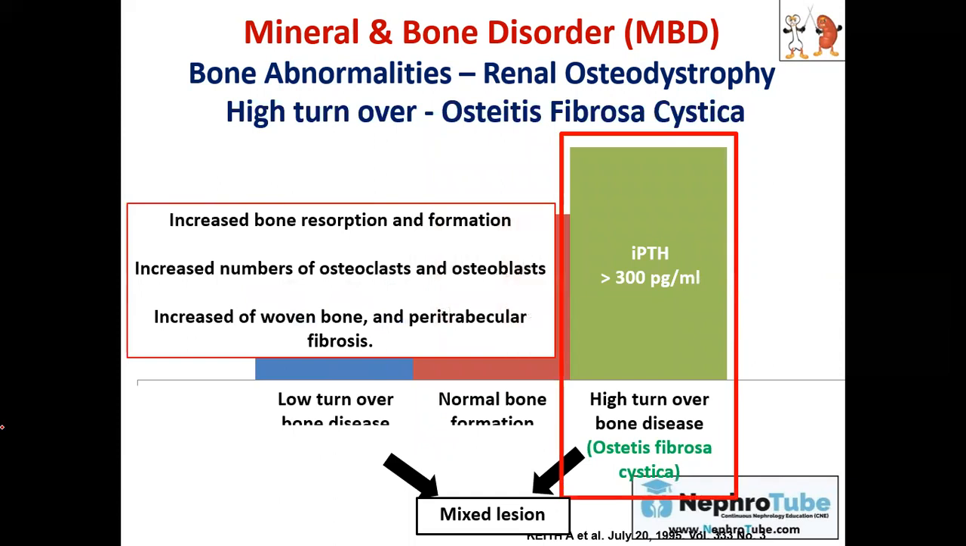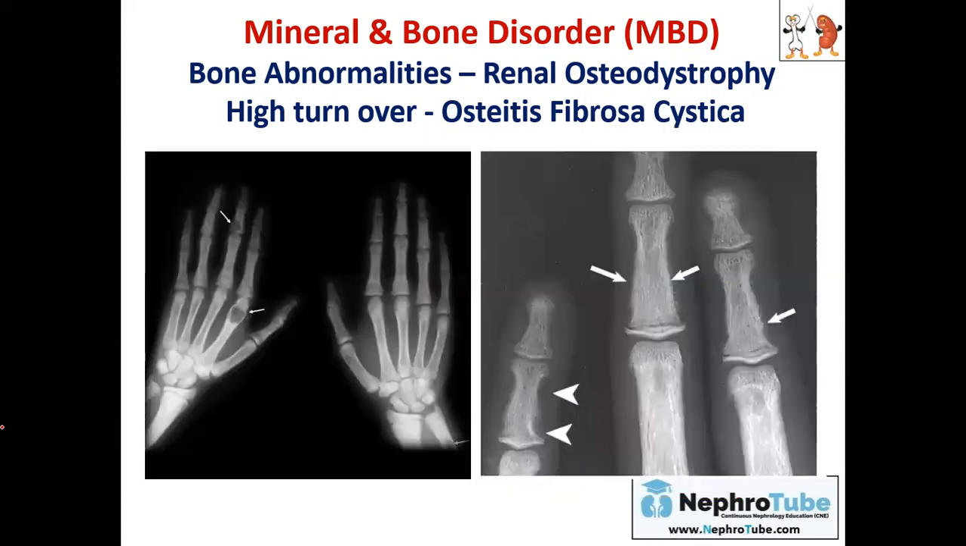Let's start with the first part. What if the patient has high PTH level, more than 300 picogram per ml? This will lead to increased bone resorption and increased numbers of osteoclasts and osteoblasts and more activity and turnover of the bone. So you will find this shape in X-rays. You will find erosion in the bones, and you will find these empty cysts in the bone, what's called osteitis fibrosa cystica, due to high turnover and the high activity of the bone.